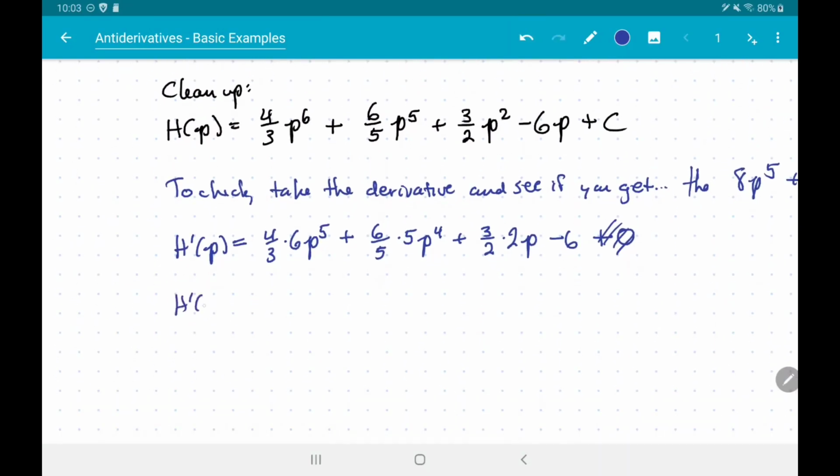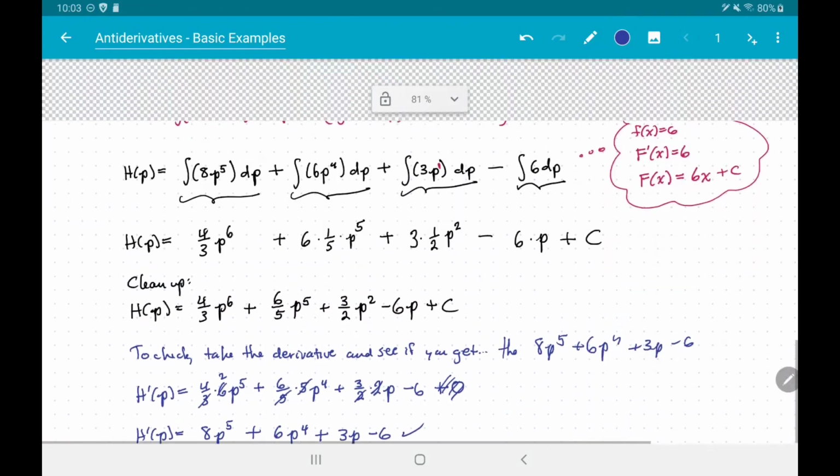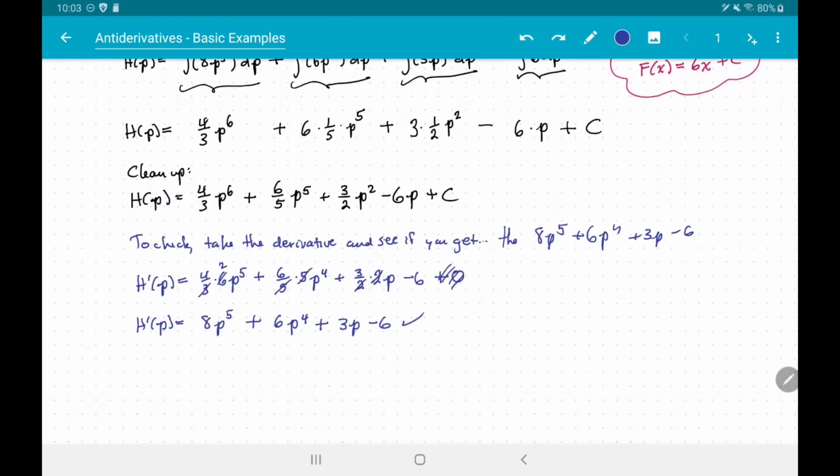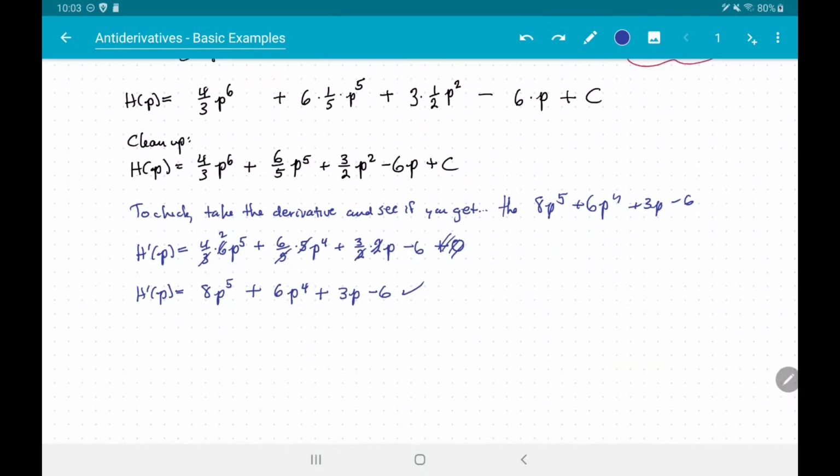And if you clean up the derivative, well, there's not a whole lot we can do here, but yeah, we can cancel a factor of 3. That leaves us with 8. We can cancel a factor of 5 there. And we can cancel a factor of 2 here. And sure enough, 8p to the 5th plus 6p to the 4th plus 3p minus 6. And that checks out. That is indeed the thing inside the integral symbol that we started with. So that is the antiderivative of this polynomial.